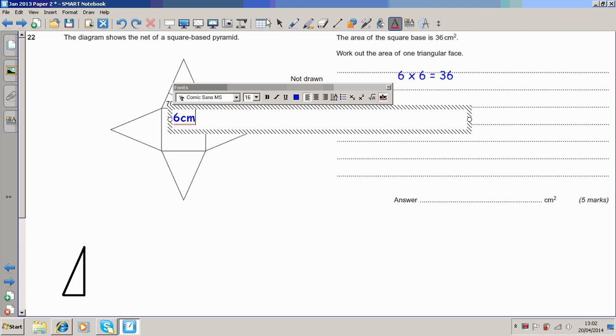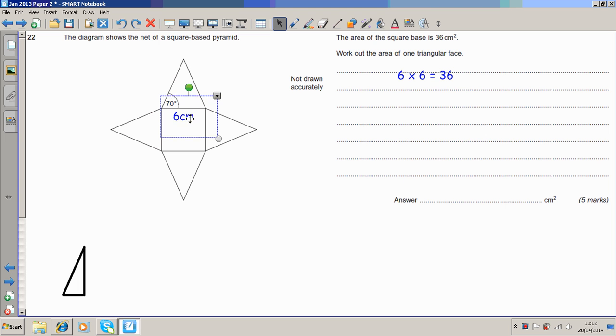So this length here is 6 centimetres each side on the square, because 6 times 6 is 36. Okay, so now if I'm going to work out the area of one of them triangles, I need to do the base times the height, then divide by 2. And that's lovely, I've got the base, but I don't have the height.